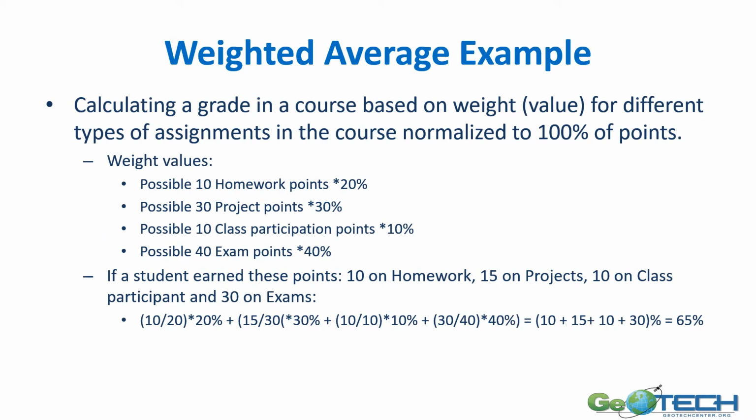Weighted average example, say you're going to calculate a grade in a course, and it's going to be based on a weighted value for different types of assignments, and then normalize it to 100% of points. So if we say homework is not terribly important, you get 10 points, but it only counts to 20% of your grade.